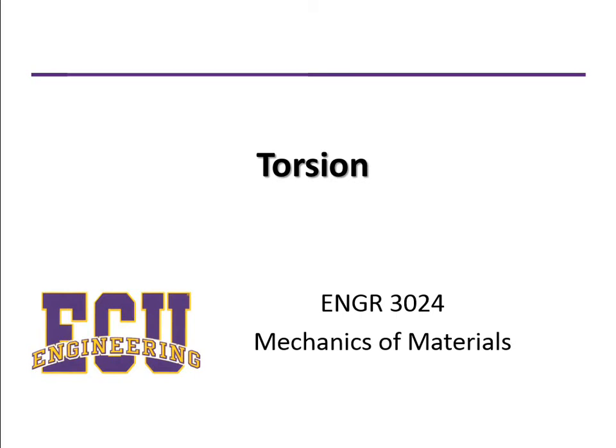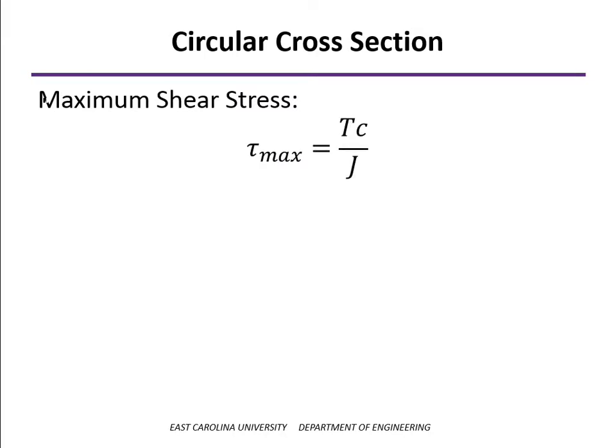In this video, we're going to look at the stresses and deflections due to torsion. Most of the cases that we'll look at, or the most practical cases, involve circular cross-section, and so we have some fairly straightforward equations for that. The maximum shear stress in a shaft of a circular cross-section is simply Tc over J, the torque times the radius of the shaft divided by the polar moment of inertia.